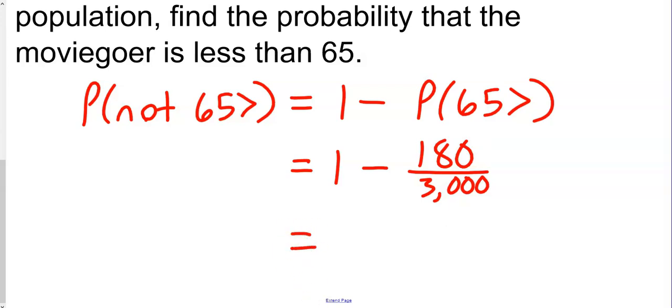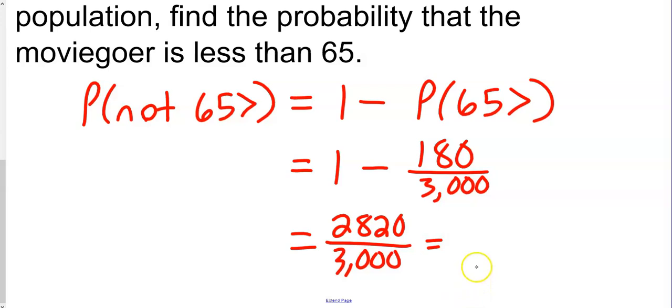And if you actually reduce this down, here is the real probability of not being 65 and above: 2,820 out of 3,000.